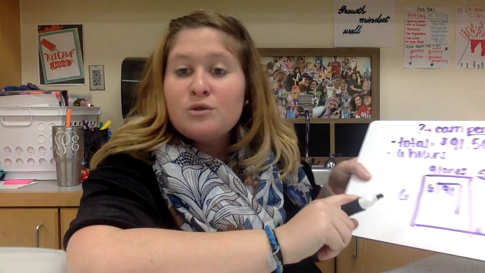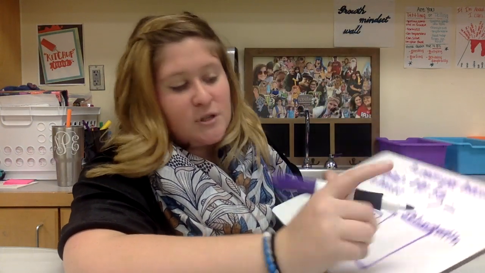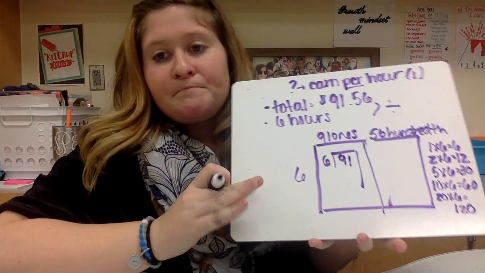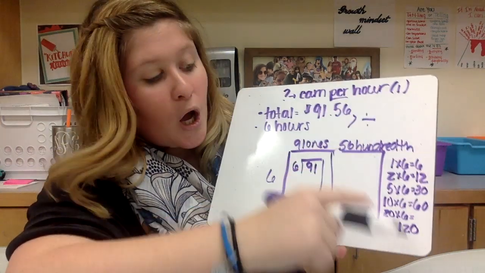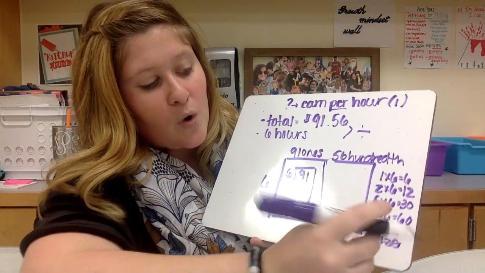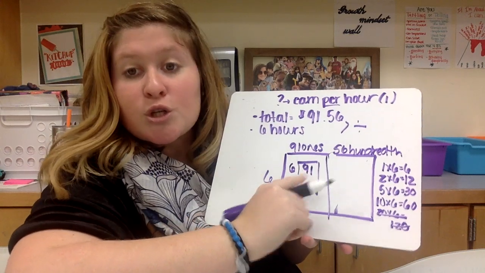Okay. In case you need them, I'm going to write my easy facts off to the side for 6's. So we're going to do 1 times 6 is 6. 2 times 6 is 12. 5 times 6 is 30. Where 30 is kind of close to 90, but I could keep going. So now we're going to do 10 times 6 is 60. 20 times 6 is 120. Okay. If I'm trying to get to 91, 120 is too big, so this will not work for me. But 60 is smaller, so I can start with 60.